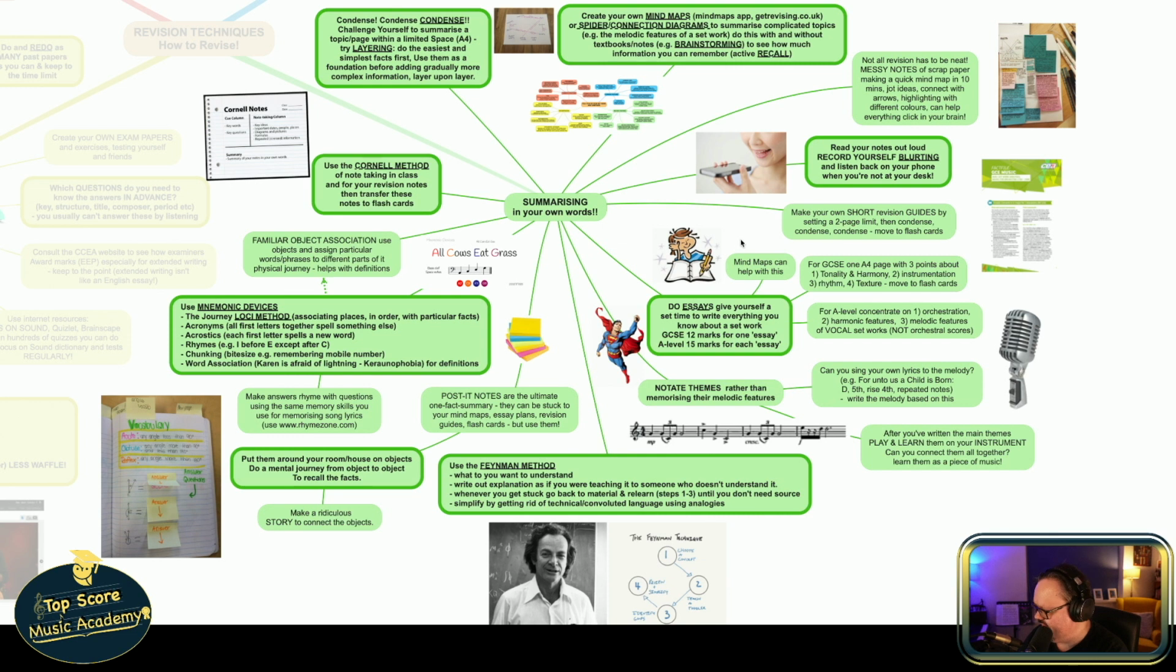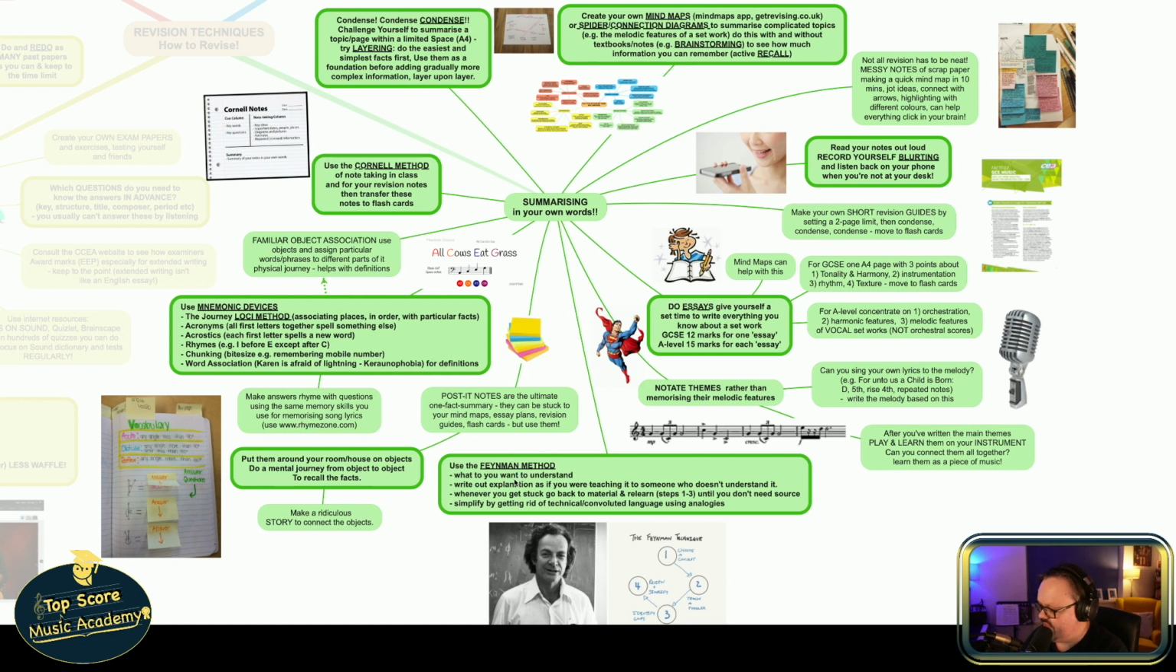Do essay practice, of course. If it comes up in your exam, you need to practice that stuff. Set yourself a time. Set yourself a particular topic that you want to look at, things that you find difficult, and do an essay. Write everything that you can about it. Brainstorm it first and then rewrite it in order.